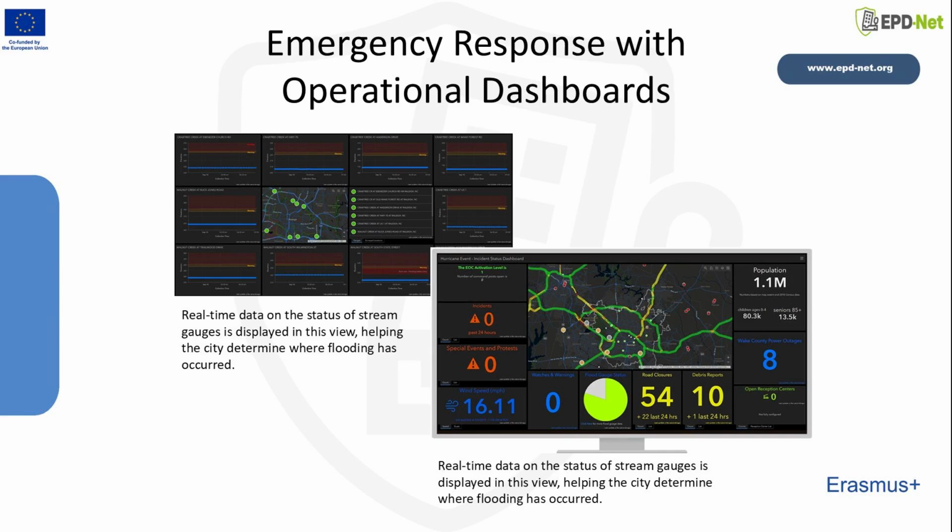Here you can see how Raleigh uses GIS to strengthen situational awareness during severe weather events. On the left, we see a live map of stream gauge data. This real-time information lets the city immediately identify where water levels are rising and which areas are beginning to flood. Instead of waiting for field reports, decision-makers can see the situation unfold minute by minute.